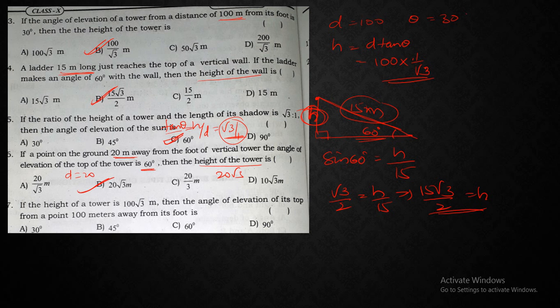If the height of the tower is 100 root 3, so h is given, h is equal to 100 root 3. The angle of elevation is asked from a point 100 meters away, so distance is 100. Tan theta is equal to what is the formula? H by d, which gives me 100 root 3 by 100. The 100 gets cancelled, root 3. In tan, when will you get root 3? At 60 degrees. So the angle of elevation is 60 degrees.